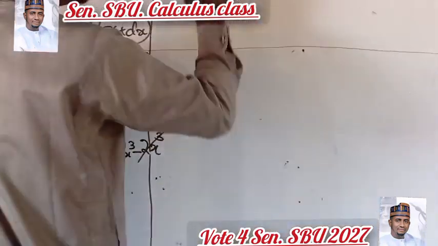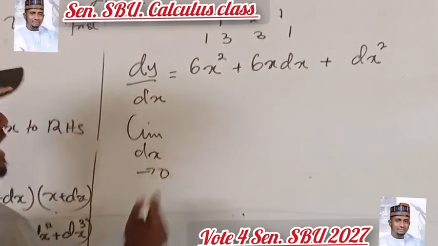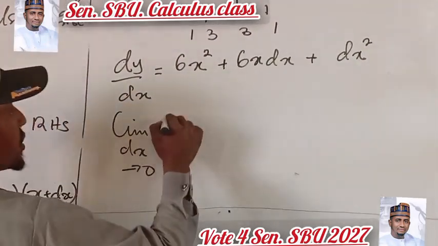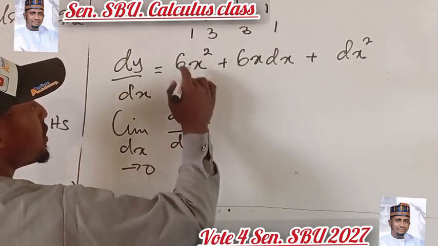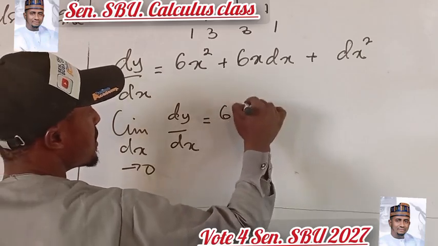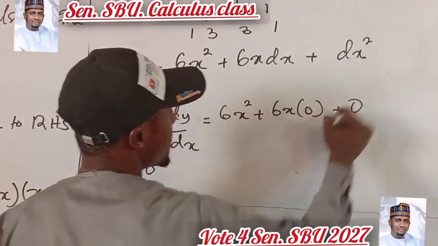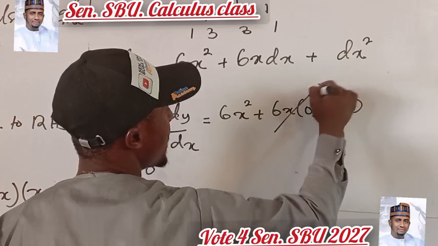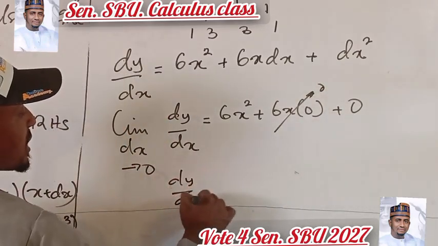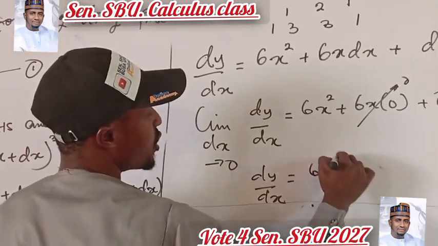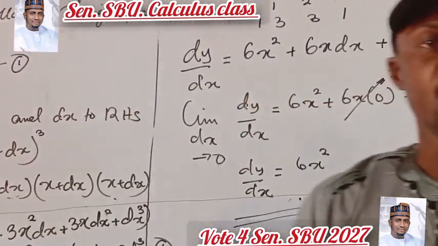You now take a limit. Limit as dx tends to 0. Anywhere you see dx now will be 0. Therefore, your dy dx will be equal to 6x squared plus 6x into 0 plus 0. 6x into 0 is the same as 0. Therefore, our dy dx is equal to 6x squared. This is our final differential value using first principle.